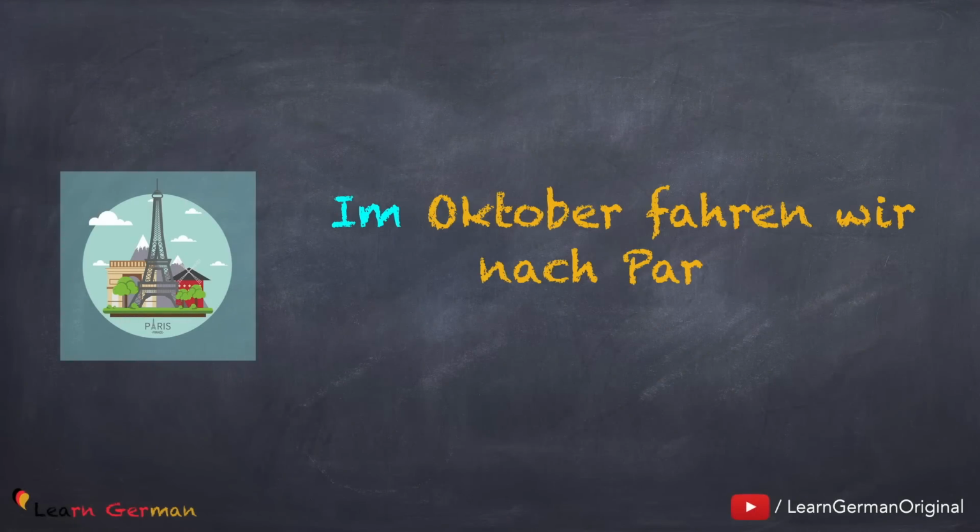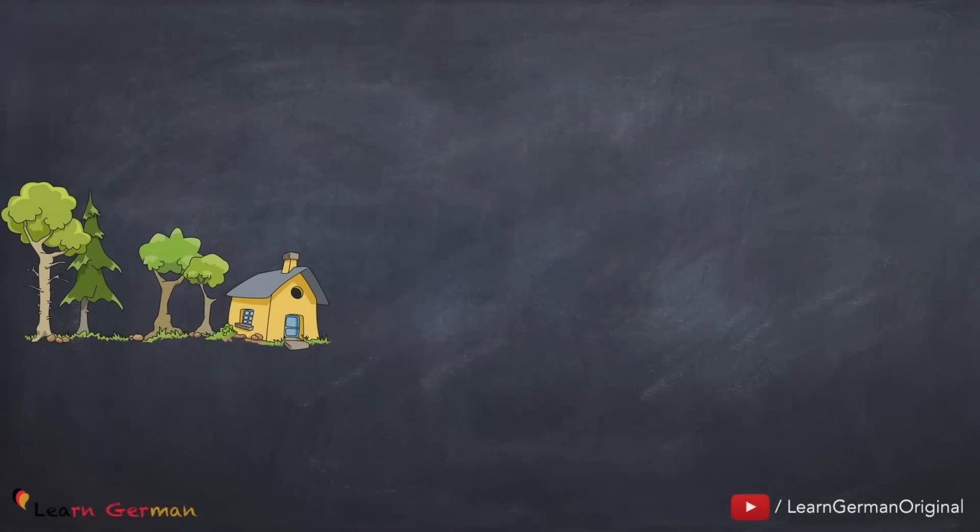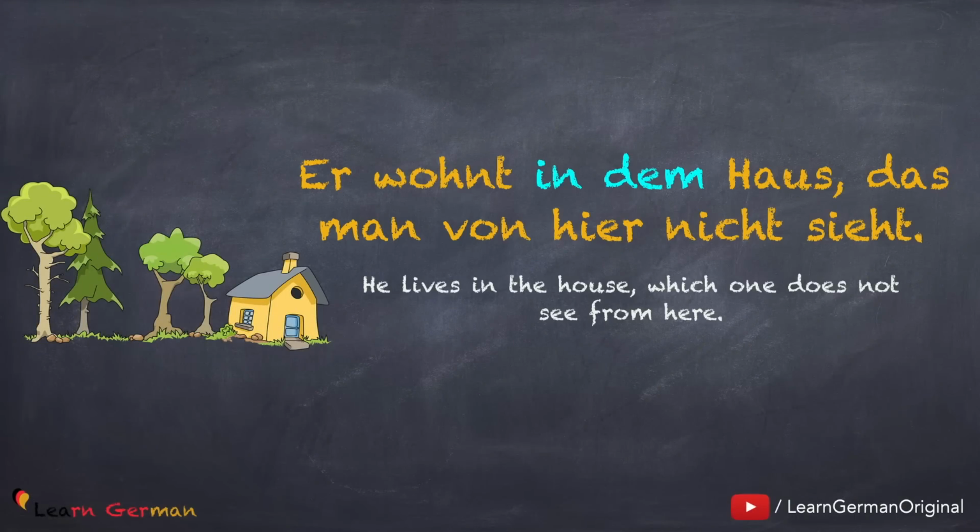Even as a temporale preposition, im can be used. For example, with months. Im Oktober fahren wir nach Paris. There are some very few cases when you wouldn't bring in and dem together. For example, in this one. Wohnt in dem Haus, das man von hier nicht sieht. This is possible only when you are making a Relativsatz or when the article dem is replaceable by the pronoun these.